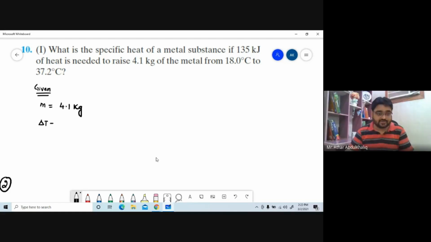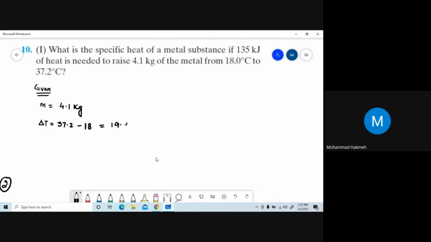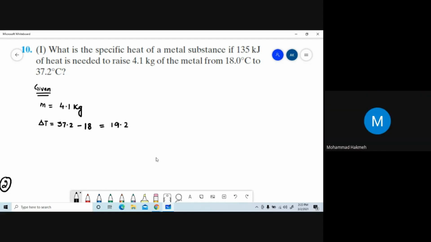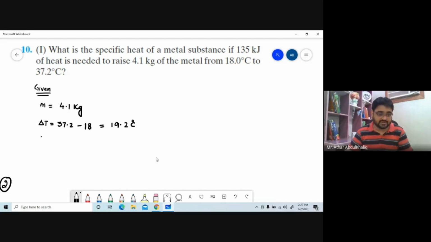37.2 minus 18 becomes, I think, 19.8. It will be 19.2. Yes, degrees Celsius. Also we have 135 kilojoule, so you have the amount of heat here.